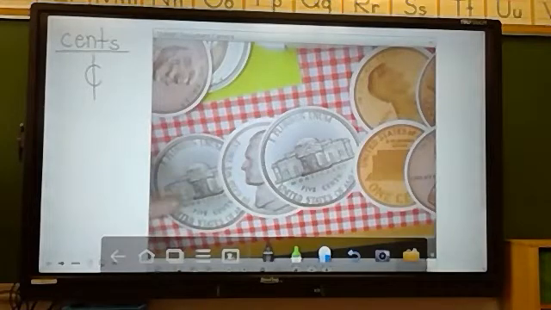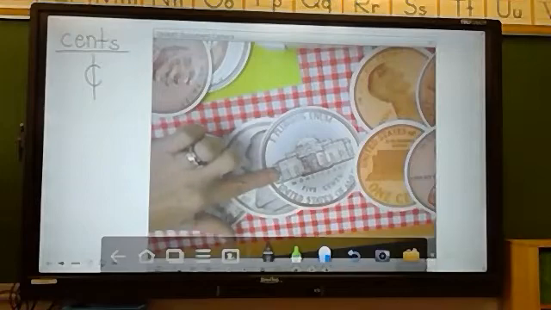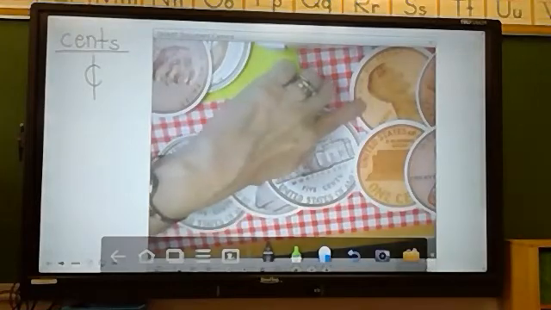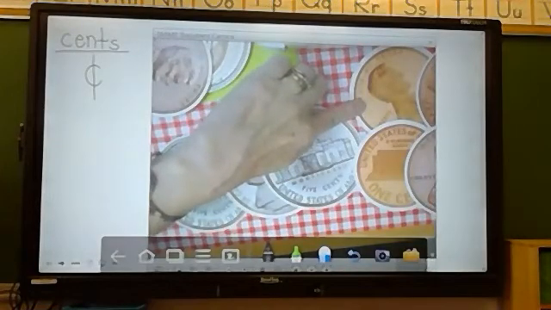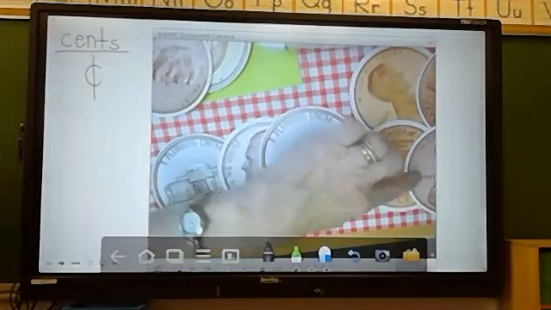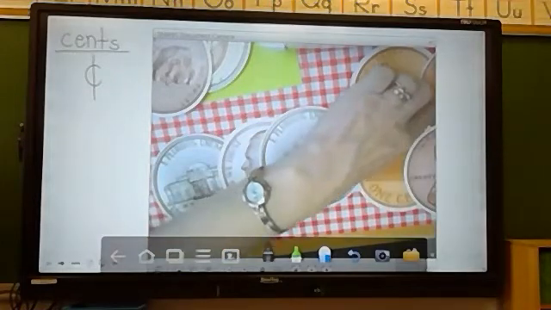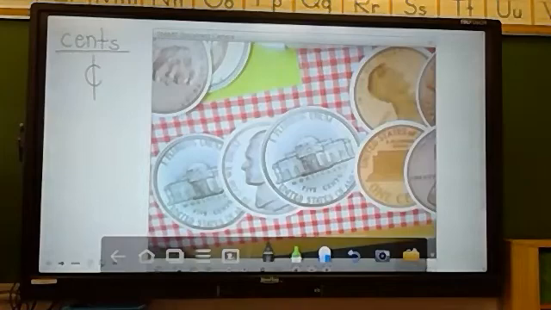5, 10, 15, 16 because pennies are worth 1, 17, 18, 19. The amount she took out of her purse is 19 cents.